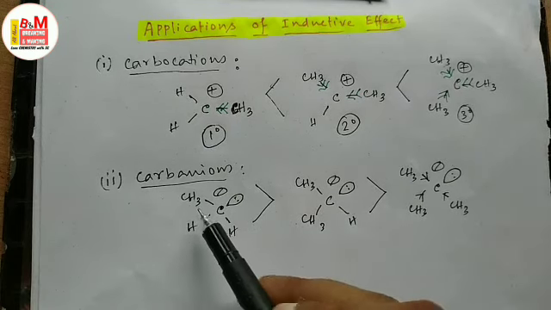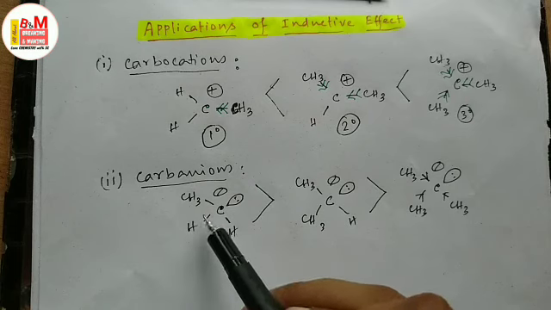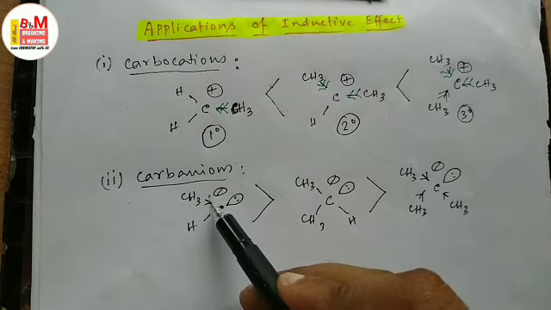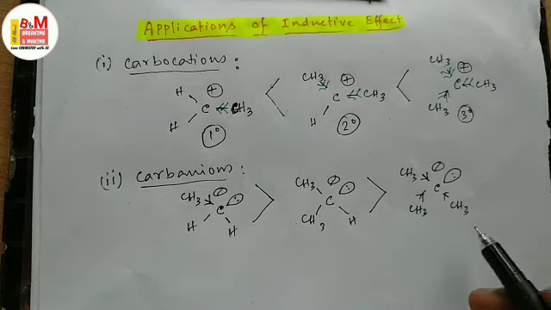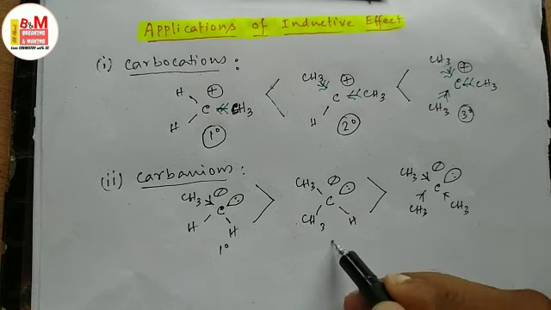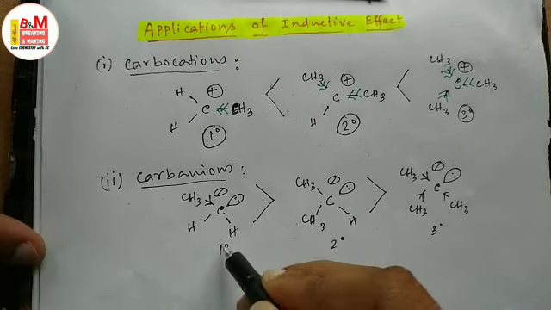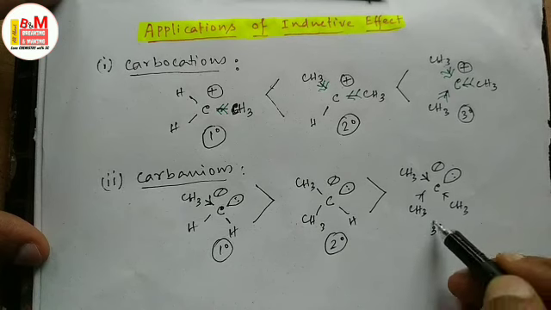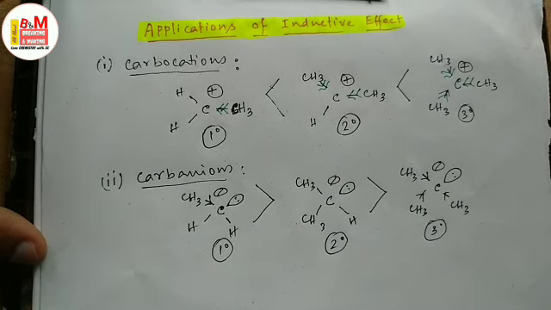And here, as the number of electron donating methyl group is just 1, so this will be the most stable among these 3. So this is 1 degree, this is 2 degree, this is 3 degree. So the stability order of the carbanions is just the reverse of the carbocations, and it can be explained in terms of plus I effect.